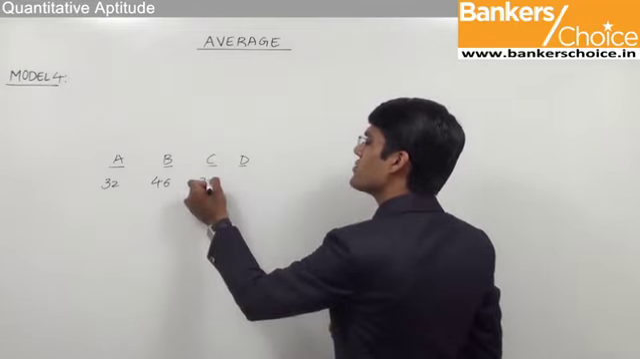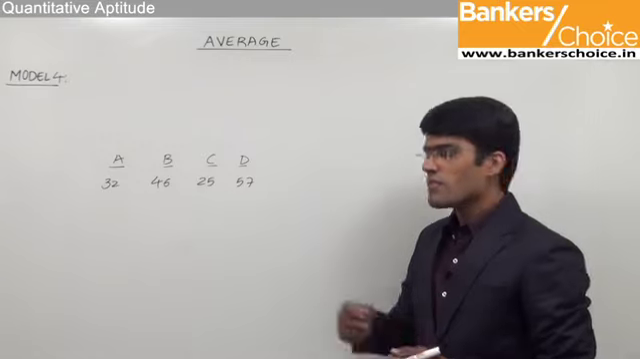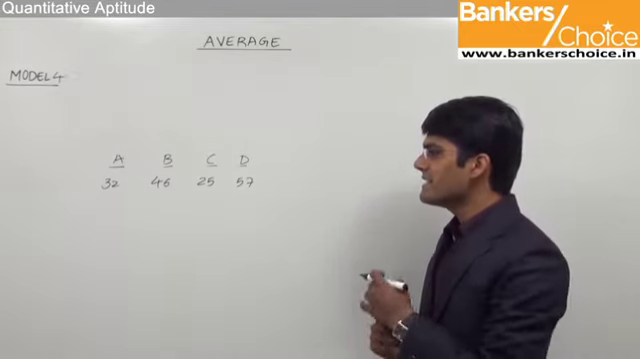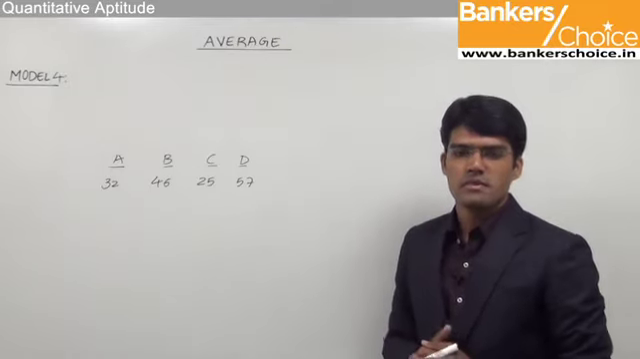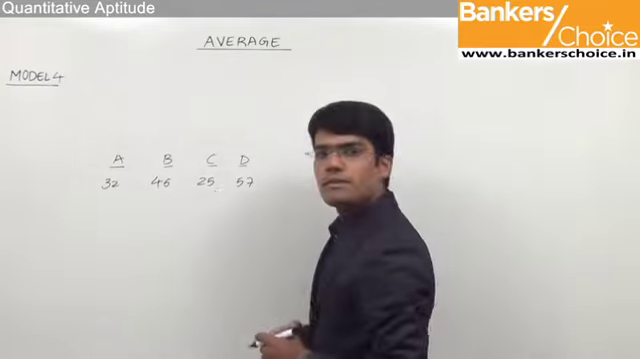Let's say C's weight is 25 kgs and D's weight is 57 kgs. So we have got four persons and their weights here, that is 32 kgs, 46 kgs, 25 kgs and 57 kgs. Let us first of all find out the average weight of this group.